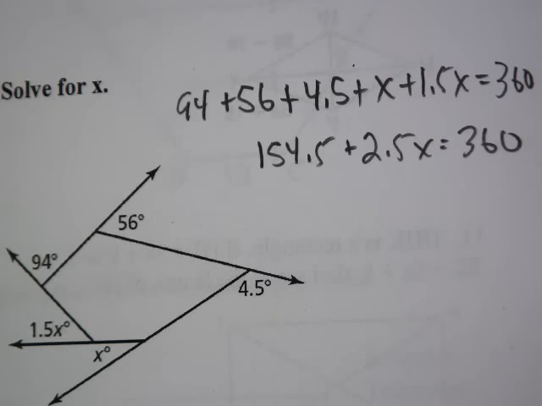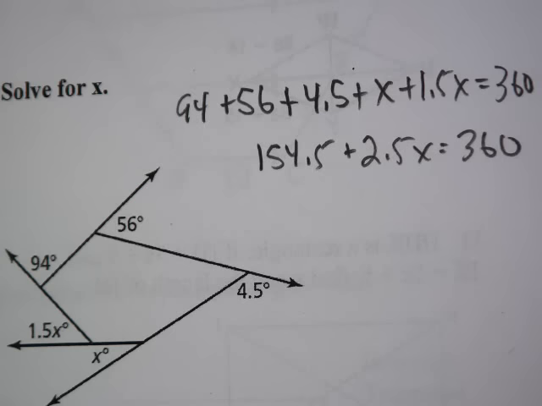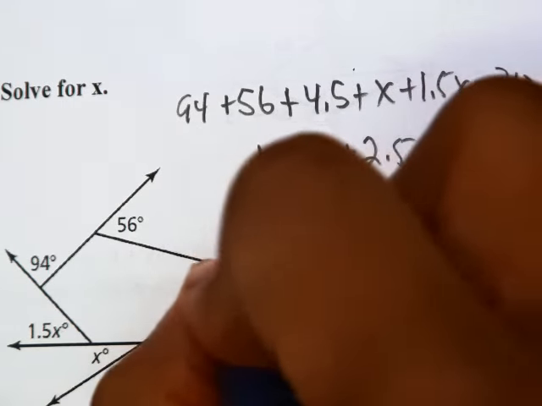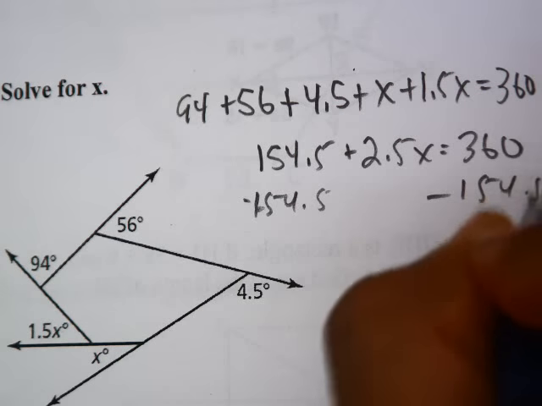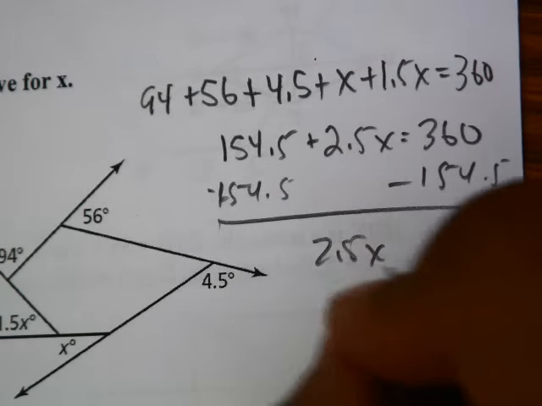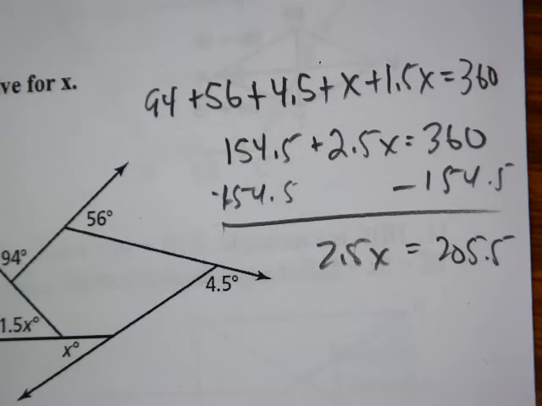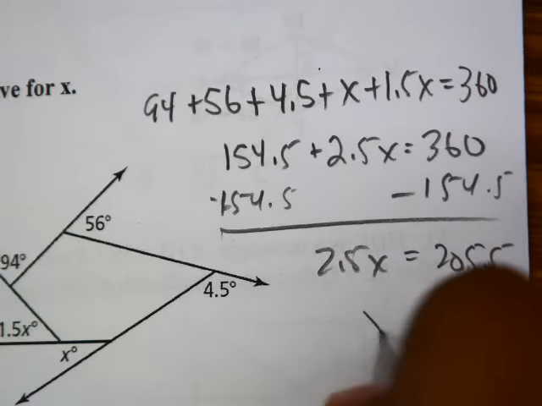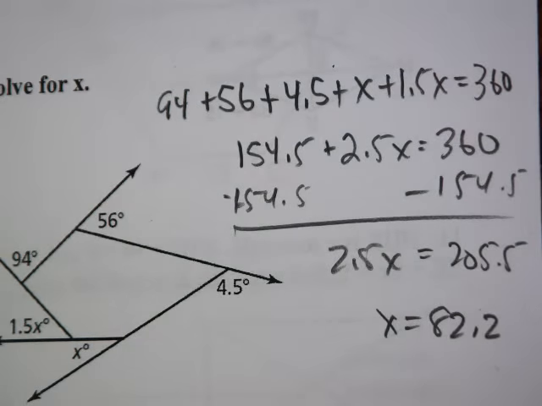Subtract 154.5 from both sides. And I get 2.5x equals 205.5. Divide by 2.5, and I get x is 82.2.